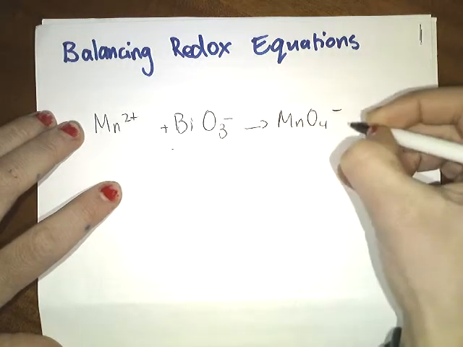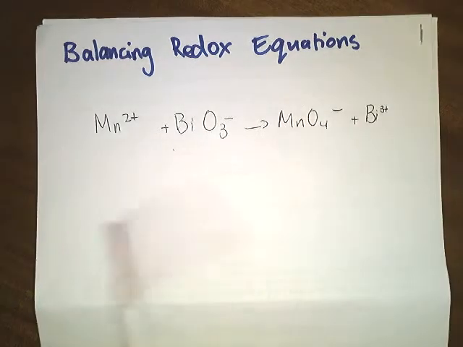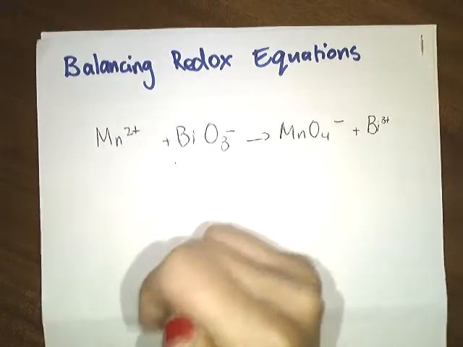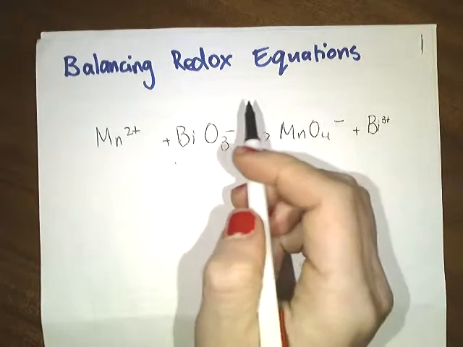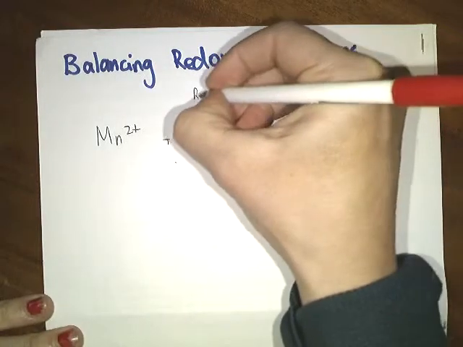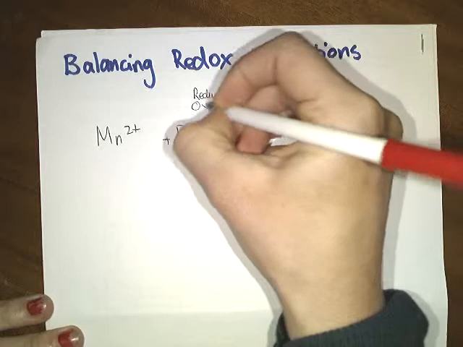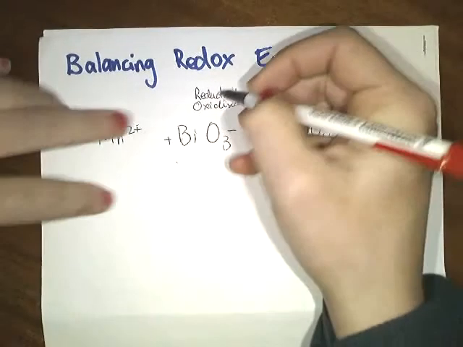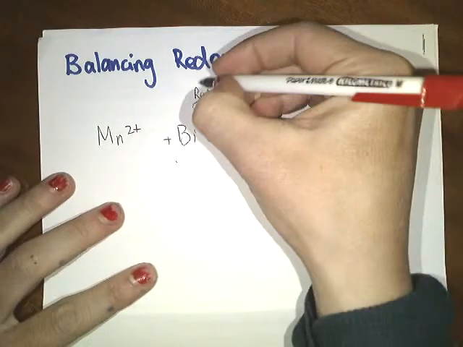So this is a redox equation. Now to prove that it's a redox equation, we're just going to work out the oxidation numbers and we're going to see what the reductant is, what the oxidant is, what's reduced and what's oxidized. Okay, so one thing that we need to keep in mind is that the reductant is itself oxidized. So the reductant is what it's doing and oxidized is what's happening to it.